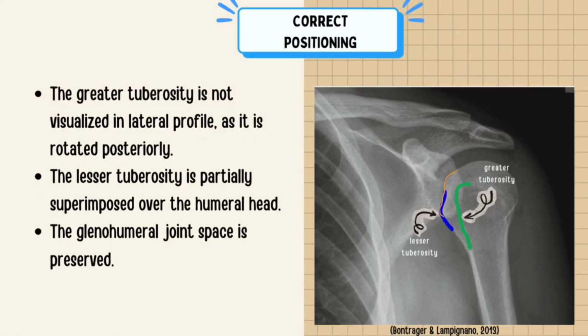Next, I will explain the correct positioning for the epi-internal shoulder. In this radiograph, the greater tuberosity is not visualized in lateral profile because it is rotated posteriorly during internal rotation. The lesser tuberosity is partially superimposed over the humeral head, which is an important sign of correct internal rotation. The glenohumeral joint space is preserved, meaning there is no significant overlap and the joint can be clearly assessed. All the features indicate that the arm has been properly internally rotated and the positioning is correct.